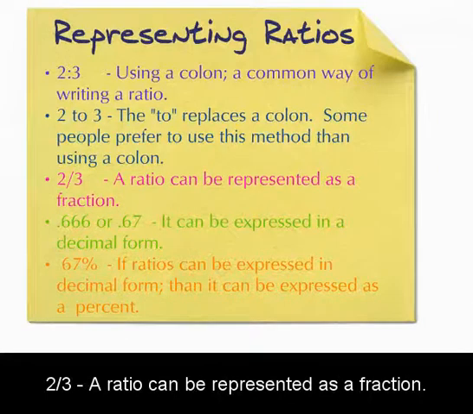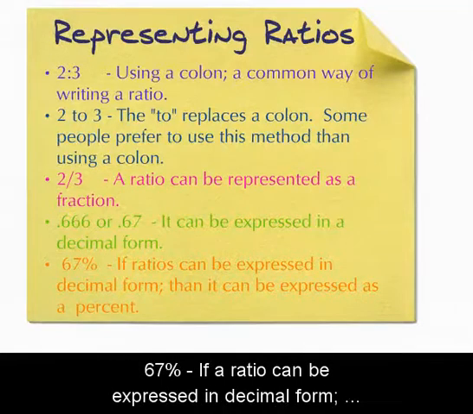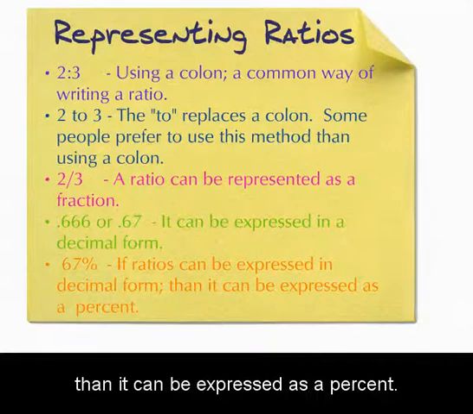2/3. A ratio can be represented as a fraction. 0.6666 or 0.67. It can be expressed in decimal form. 67%. If a ratio can be expressed in decimal form, then it can be expressed as a percent.